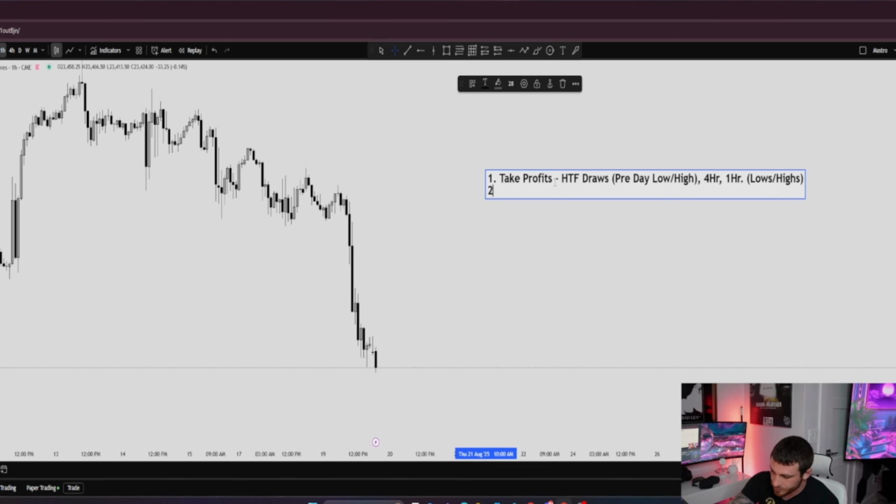Number two, let's do take profits also. We'll come to stop losses in a second. You can target 15-minute draws. Why do I keep doing the uppercase? You got 15-minute draws, 5-minute draws, highs.